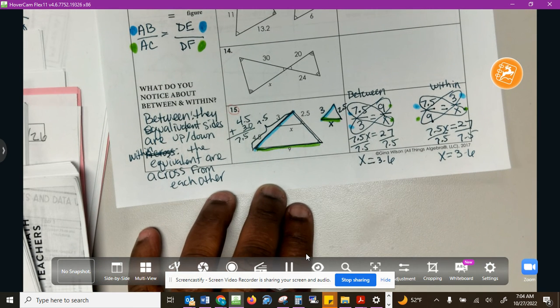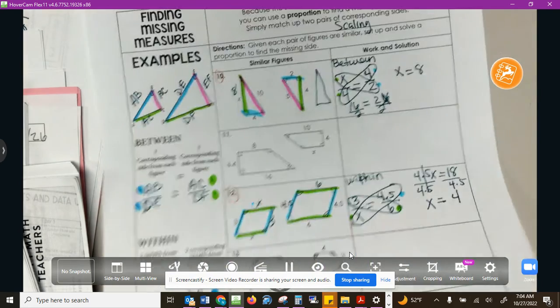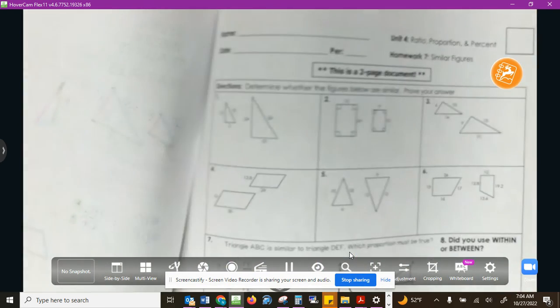Hope it makes sense. And you guys are responsible. Put this in your notebook. And you're responsible for both sides. It too is your homework.